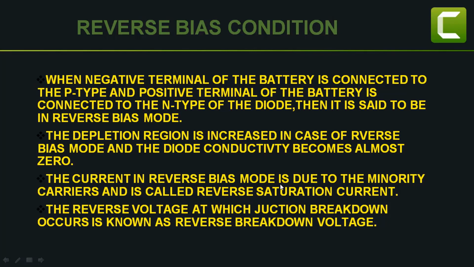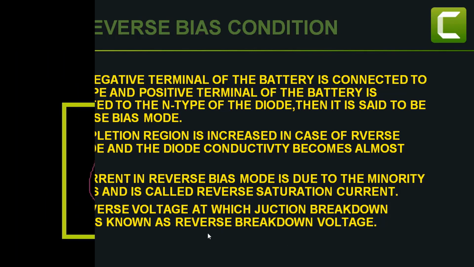The current in reverse bias mode is due to the minority carriers and is called the reverse saturation current. The reverse voltage at which the junction breakdown occurs is known as the reverse breakdown voltage.